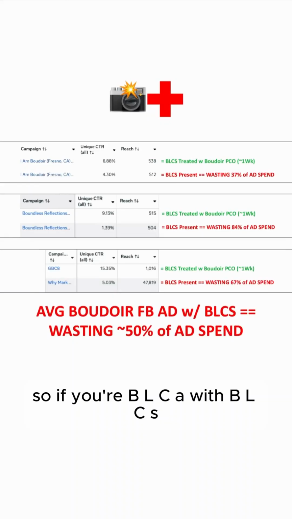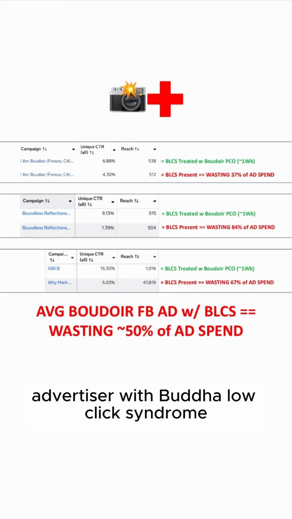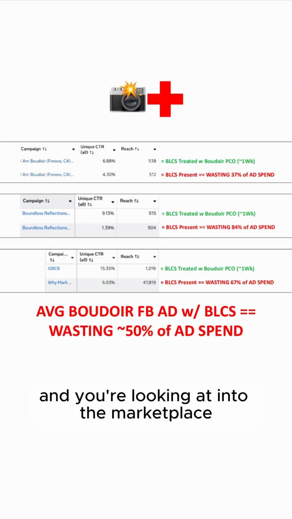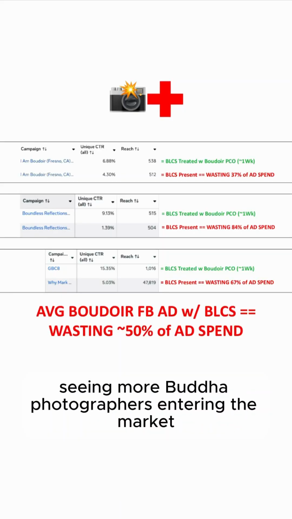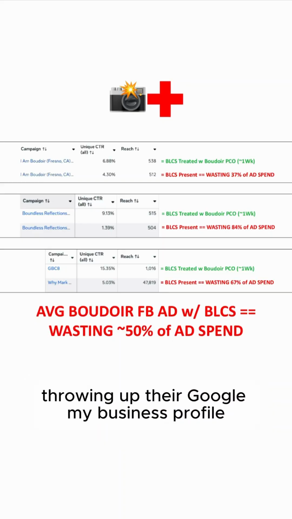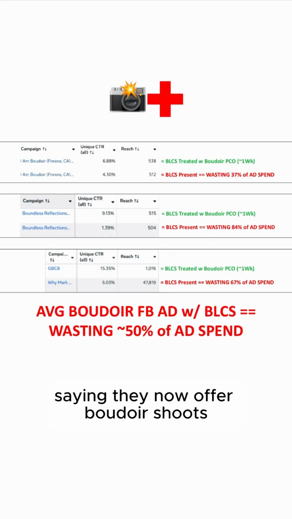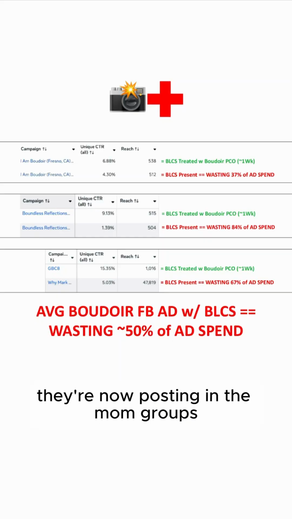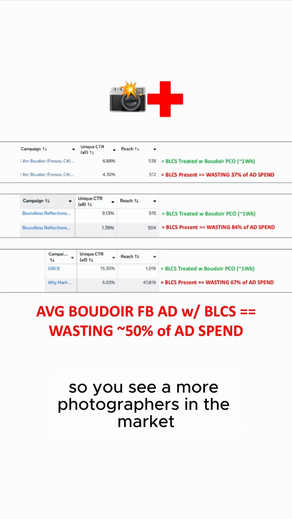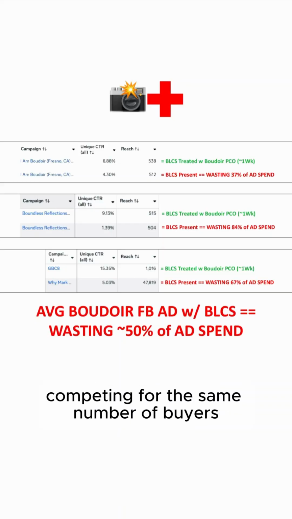So if you're a BLCA with BLCS, a Boudoir low click advertiser with Boudoir low click syndrome, and you're spending more than 10 grand a month on Boudoir Facebook ads, and you're looking at the marketplace, seeing more Boudoir photographers entering the market every single day. Seems like anytime someone gets a new iPhone, they are throwing up their Google My Business profile, saying they now offer boudoir shoots, or if they get a new camera, they're now posting in the mom groups, saying they now offer boudoir shoots. So you see more boudoir photographers in the market competing for the same number of buyers.